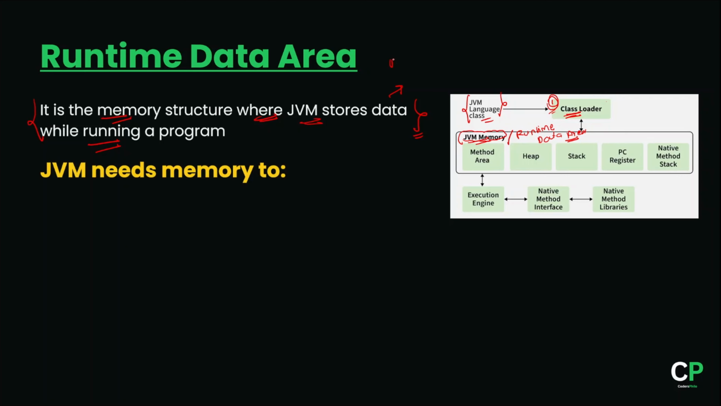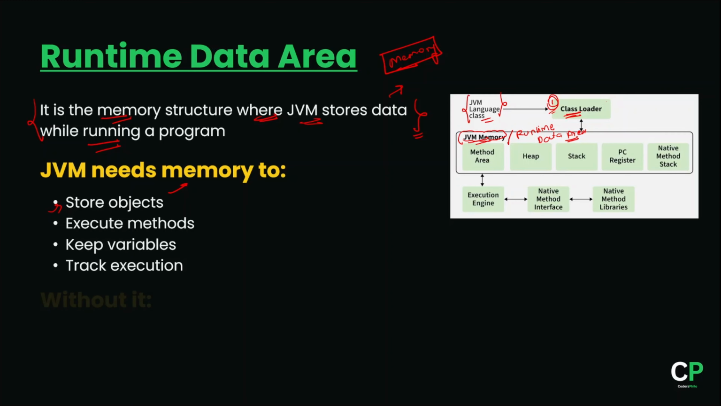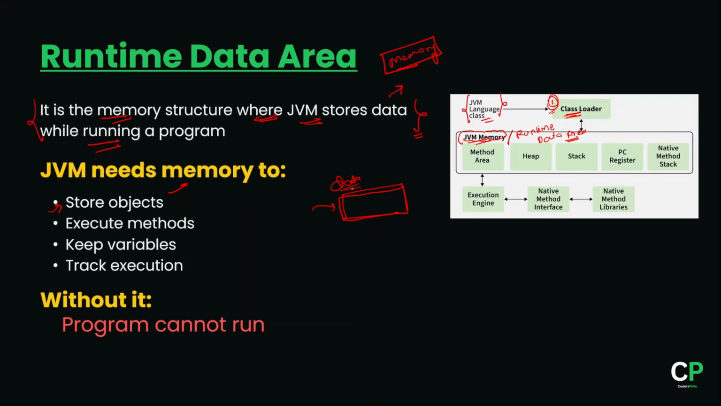Now you will be wondering, why does the JVM need memory in order to run the program? Basically, the JVM needs memory to store the objects that are used in the program, execute the methods, keep the variables, and track execution. Without it, the program cannot run. So what is the runtime data area or the JVM memory? It is a memory structure where the JVM stores the data while running the program. It stores the objects, the methods, the variables, and it also tracks the execution. Without the memory, the program cannot run.